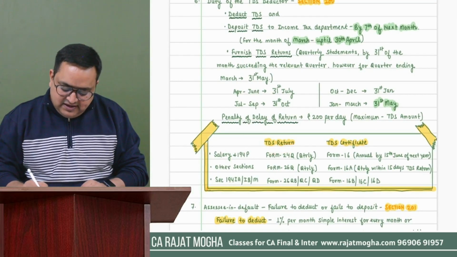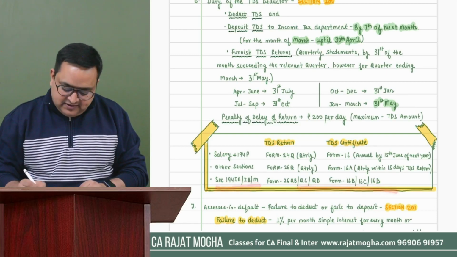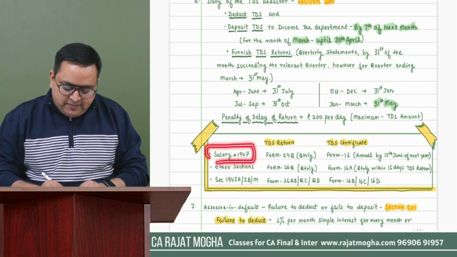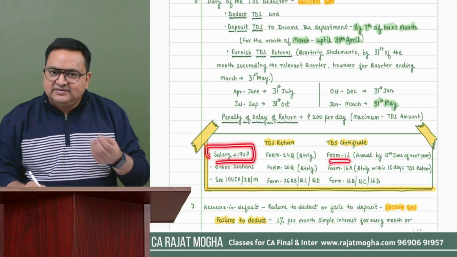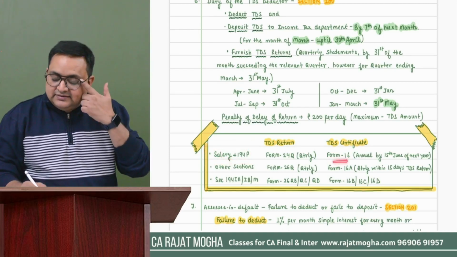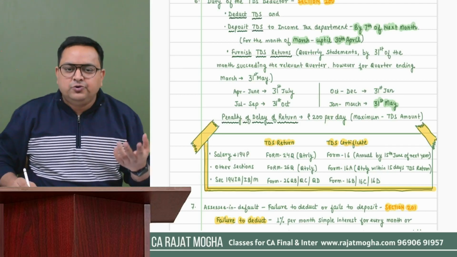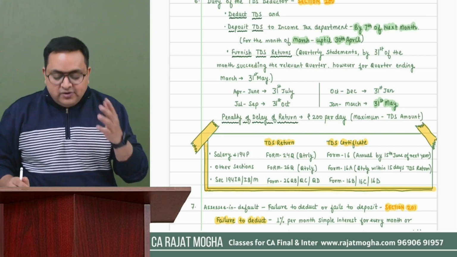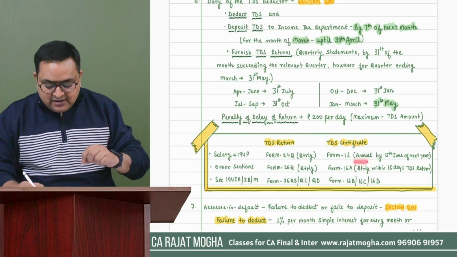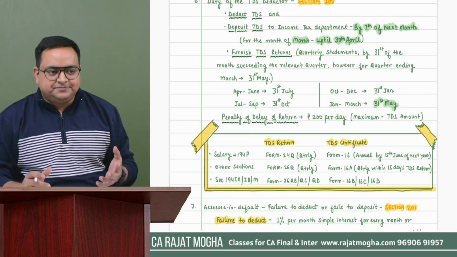TDS returns and TDS certificates we have already discussed. You understand what TDS certificates are. For salary and 194P, the TDS certificate is Form 16. You must have heard of Form 16. Form 16 is issued on an annual basis. Please don't mug this up, because this is something very logical.